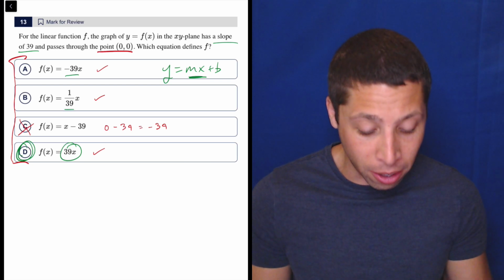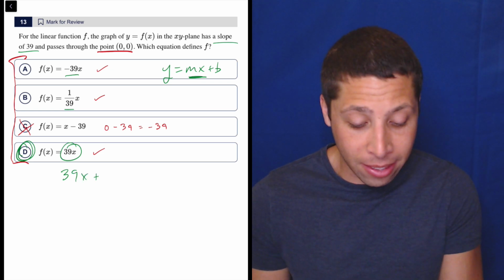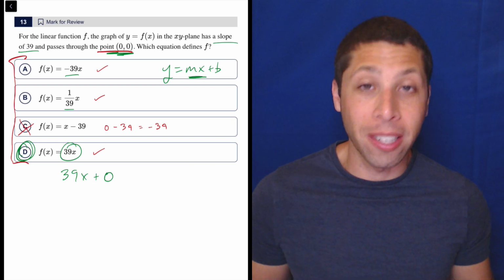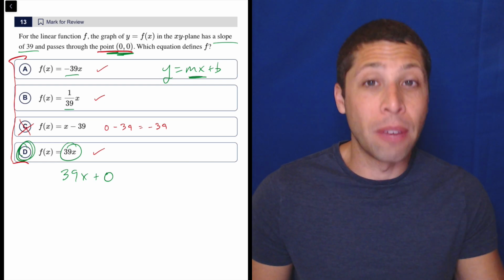Technically, we do have a b here. It would be 39x, right? So 39 is our slope. And then they tell us, since it passes through 0, 0, that 0 is our b. But we just wouldn't write that. That's why it doesn't appear in any of these choices. But it's there. So we could have just thought about y equals mx plus b from the start.